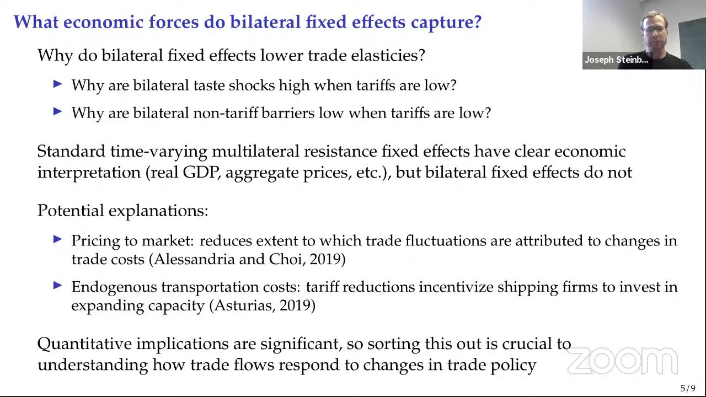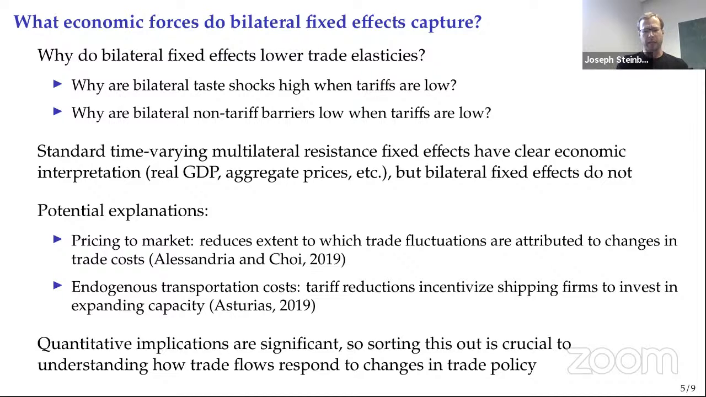And I think it's important to understand this because standard fixed effects in most gravity equations have clear economic interpretations. They capture real GDP, prices. But as far as I can tell, these bilateral fixed effects don't really have a standard economic interpretation. Certainly they don't in a standard model, as I'll mention in just a minute. There are some potential explanations. Maybe it has something to do with pricing to market. Another potential explanation is endogenous transportation costs. There's a paper written by a friend of mine on this issue that I think could help rationalize this as well.